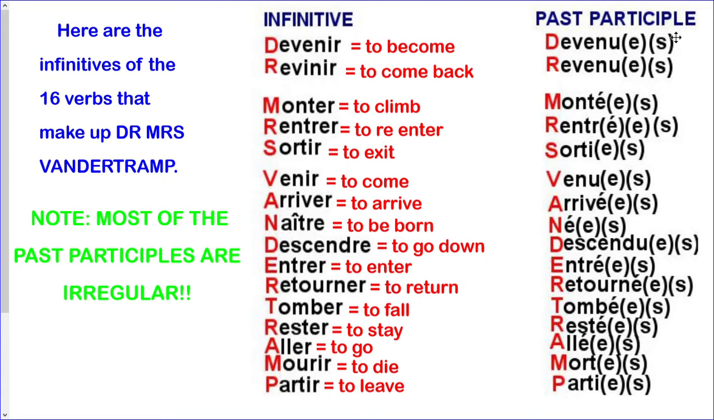And then over here, you see what the past participle is. This is what devenir becomes. And then you see them all, and not all of them follow the pattern. Some of them do. We have arriver, that is é with an accent. You have some that just happen to fit in, but most of them are irregular.